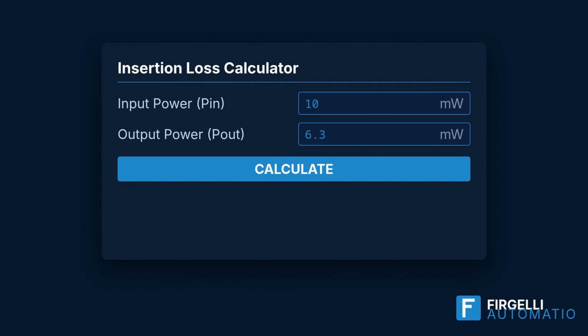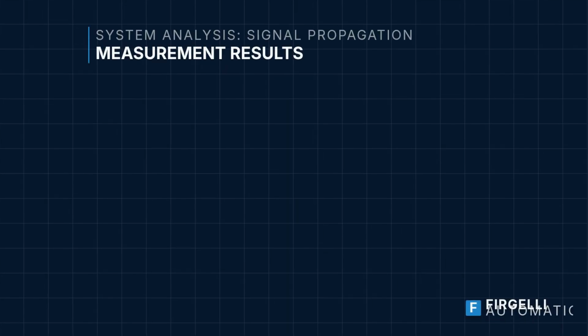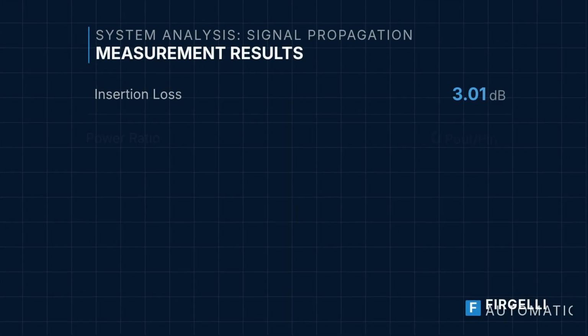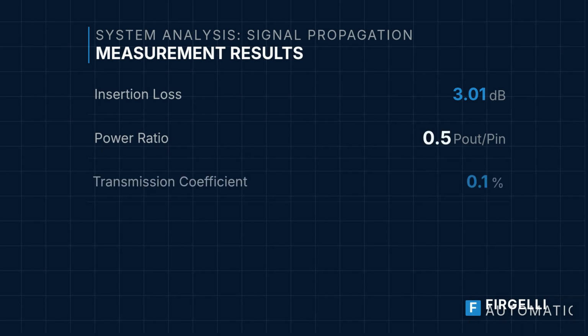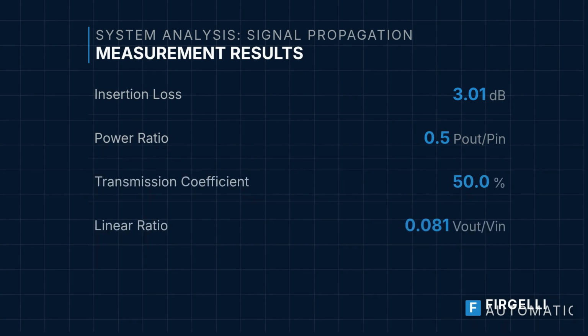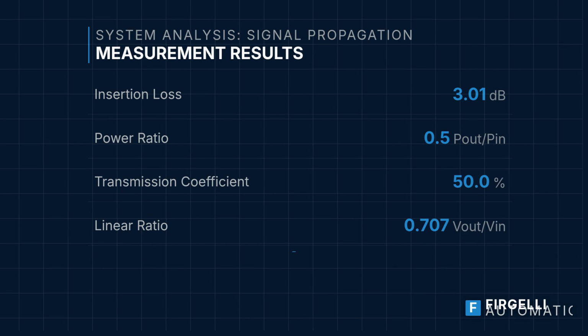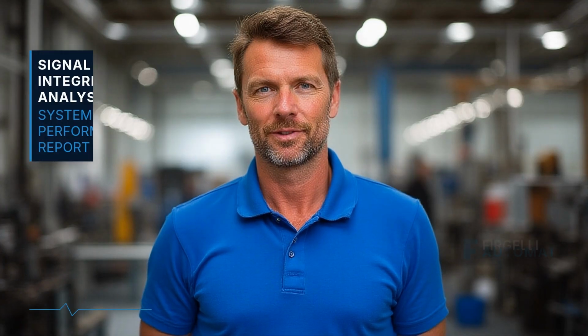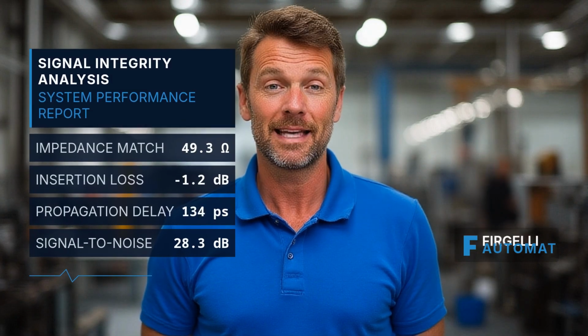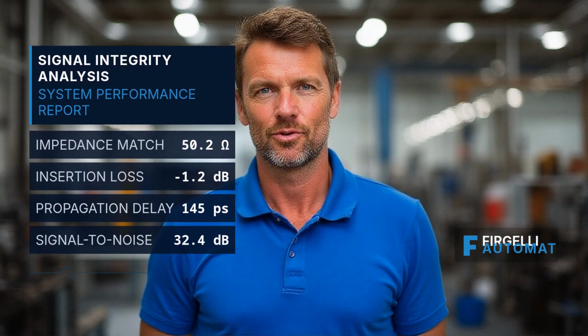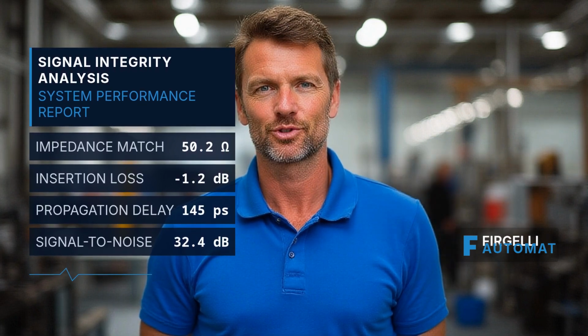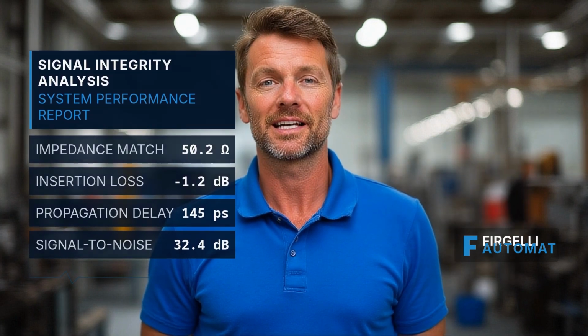After clicking Calculate, the results show us the insertion loss in decibels, the power ratio between input and output, the transmission coefficient as a percentage, and the linear ratio. These values tell us exactly how much signal we're losing through our system, which is critical for designing efficient transmission lines and networks. These calculations ensure that your signal maintains its strength from source to load without unexpected degradation.